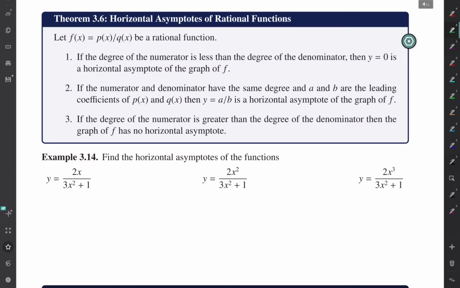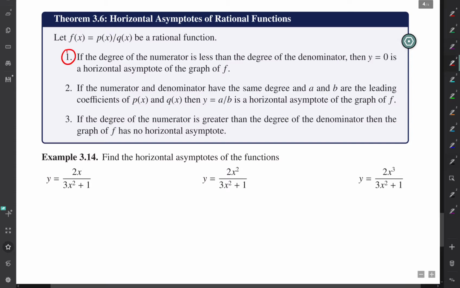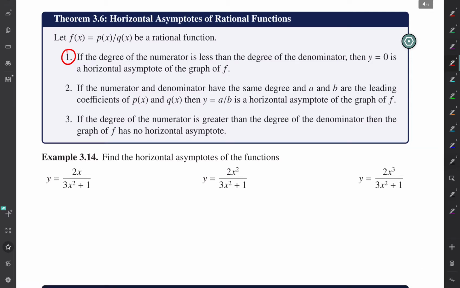Okay, in the previous video I mentioned that rational functions always have the same horizontal asymptote, left and right, and there's actually a very simple set of rules for figuring out what horizontal asymptotes are for rational functions. So rule 1 says that if the degree of the numerator is less than the degree of the denominator, then the horizontal asymptote will always be y equals 0. So that's like this first case.